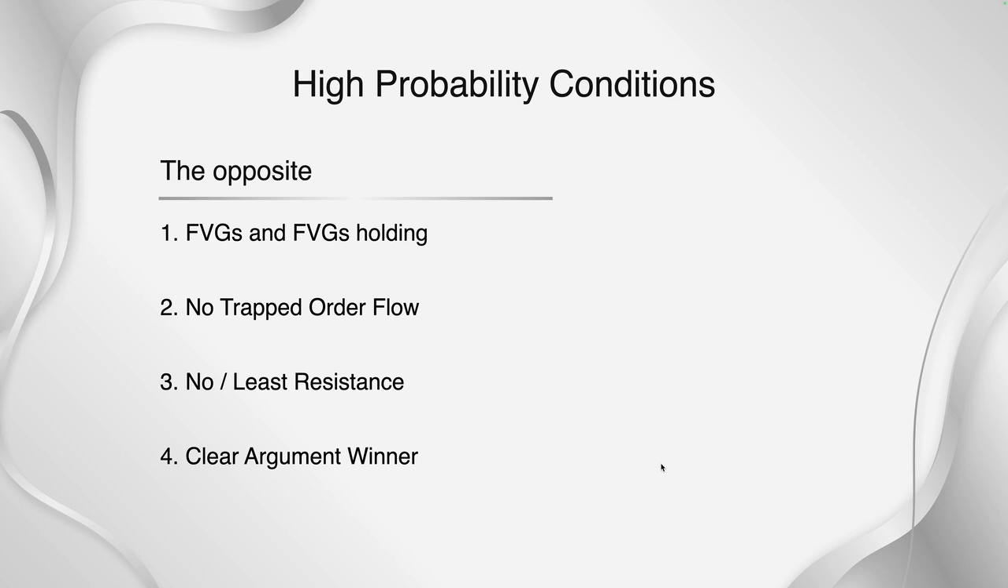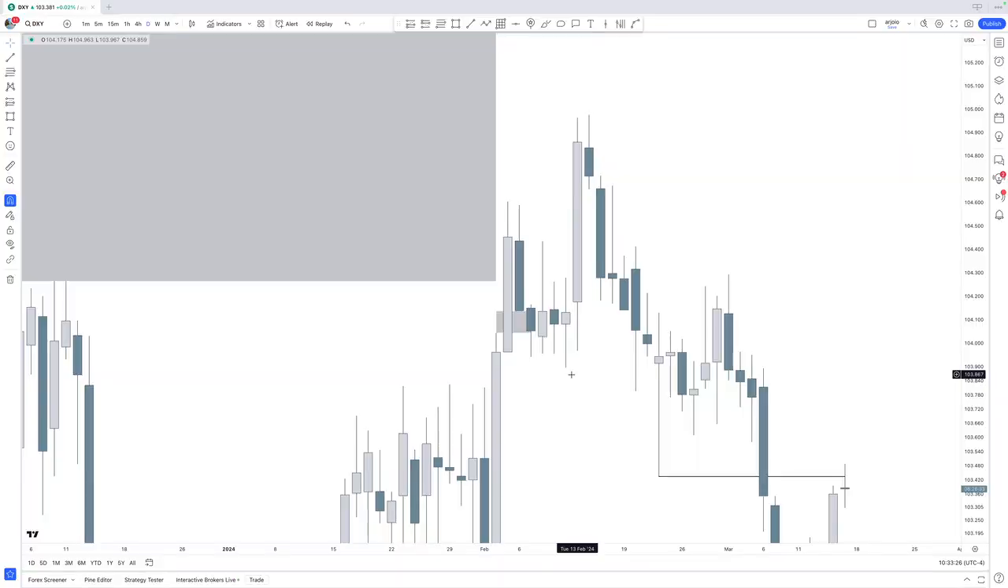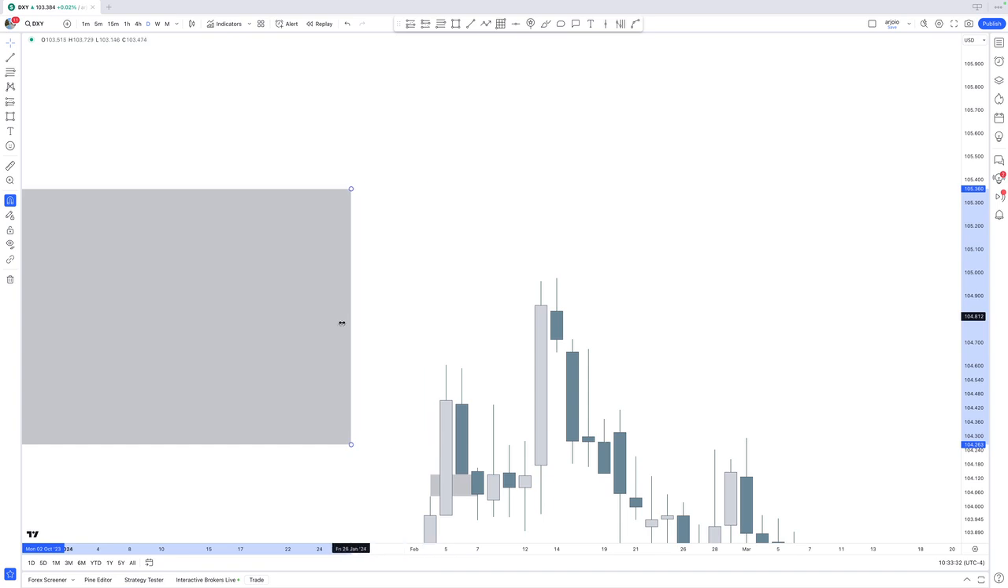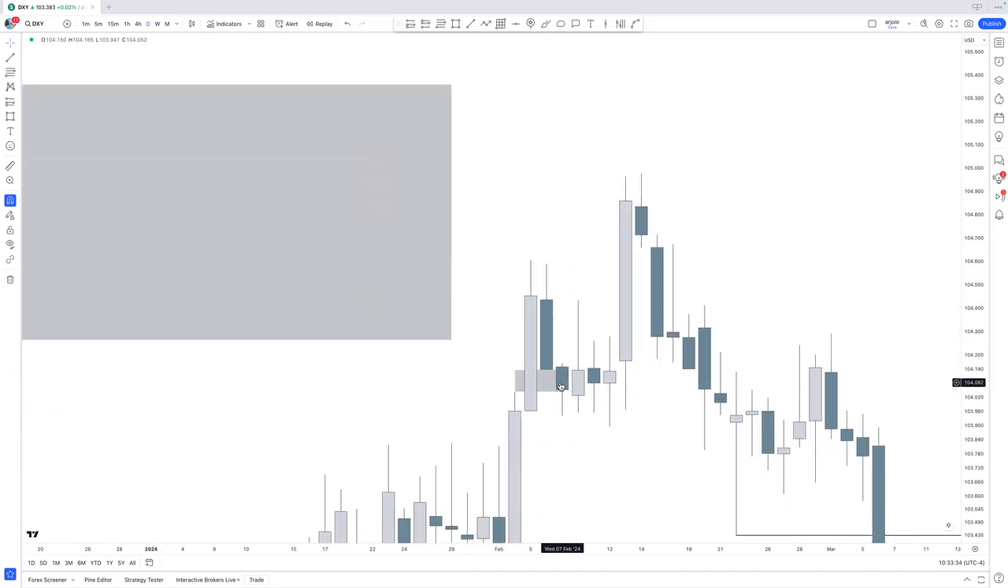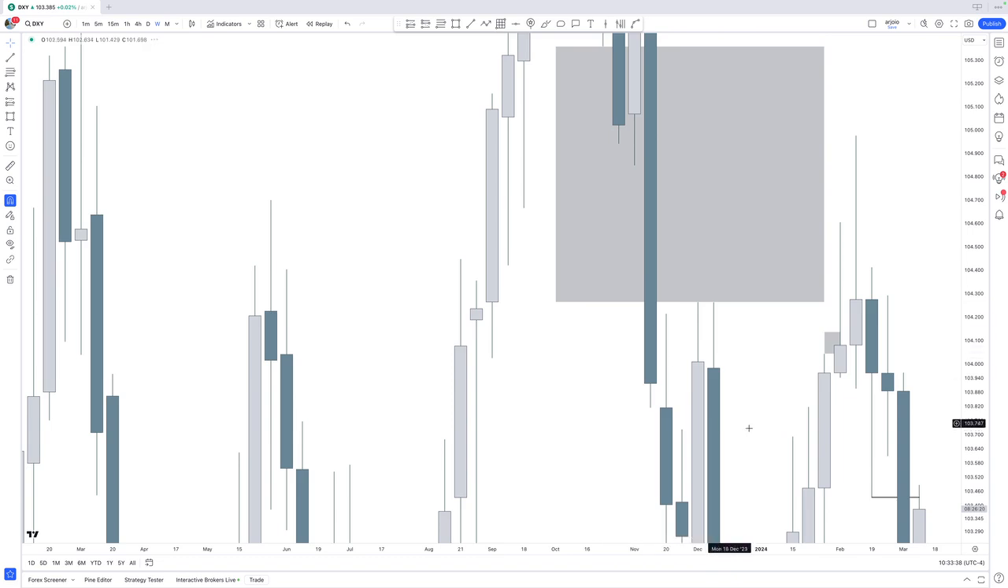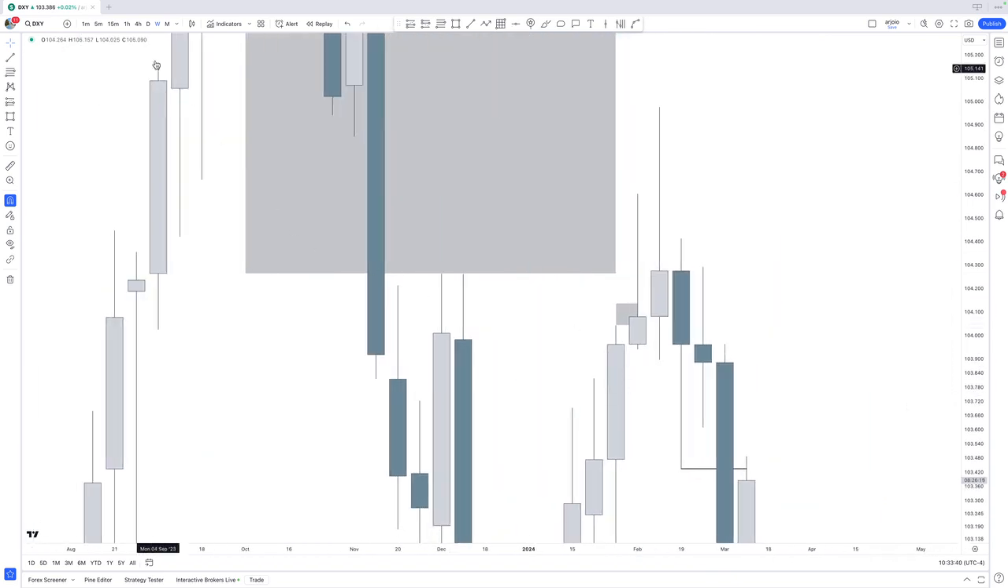Now, before we move on, let's actually see how we can recognize that we are moving out of that trapped order flow as well. So how do we know that we are moving out of trapped order flow? This big gray box you're seeing right there is a monthly fair value gap. This gray box right there is a daily fair value gap, and we even have a weekly fair value gap sitting right there as well. I'm going to use the daily right here as example.